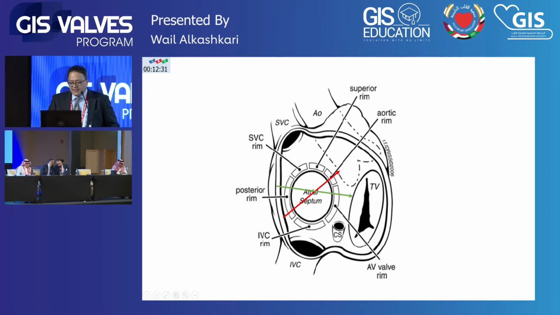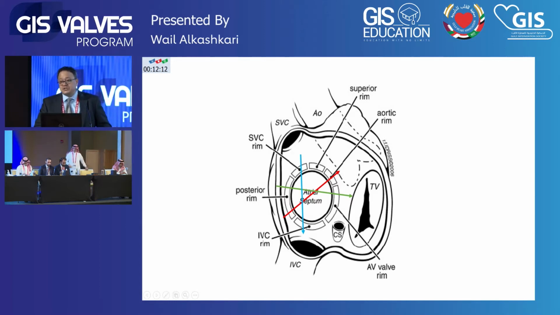Then at 0 degrees or the extreme, which is 120, 130, you're going to see the AV rim, and you're going to see the mid or superior part of the posterior rim. And then this is the bicaval view. You see the SVC and the IVC. The superior rim, you don't see in transthoracic, and you cannot see it by standard transesophageal echo. You need 3D to see the superior rim, or use intracardiac echo.